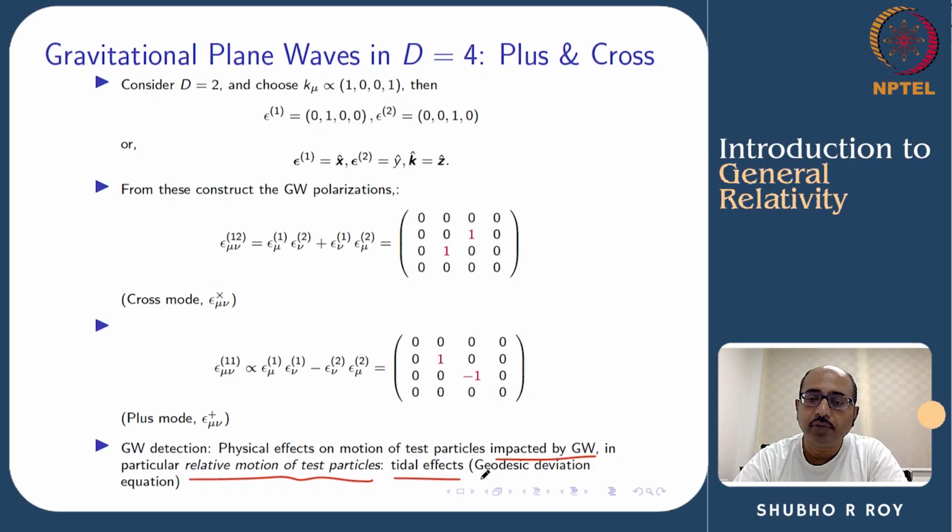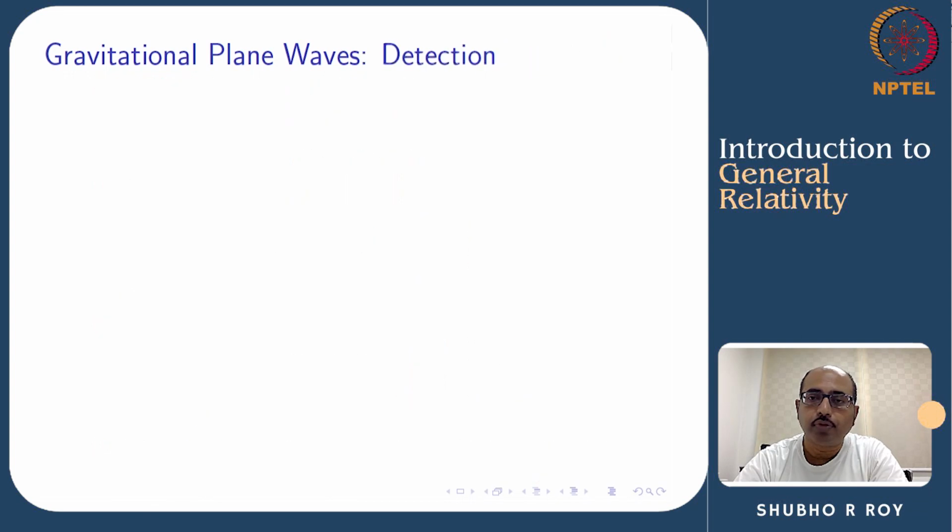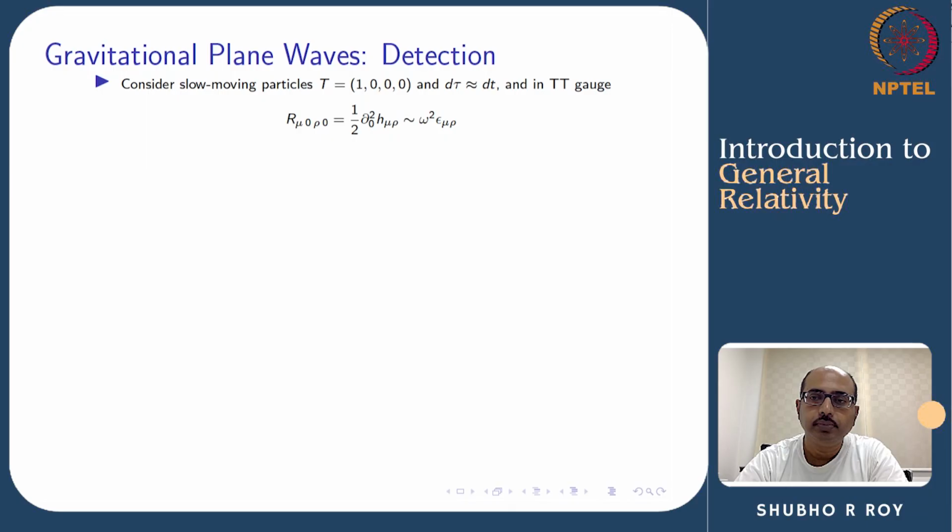That means we have to study the geodesic deviation equation with gravitational waves as a source. Okay, so we will consider slow-moving particles. Remember, gravitational waves are already derived in the weak field limit. Now, in addition, we are taking the slow-moving particles, that is, slow velocity. So we are in the Newtonian regime, and we will see even in the Newtonian regime, gravitational waves can be felt. This is how we observe gravitational waves.